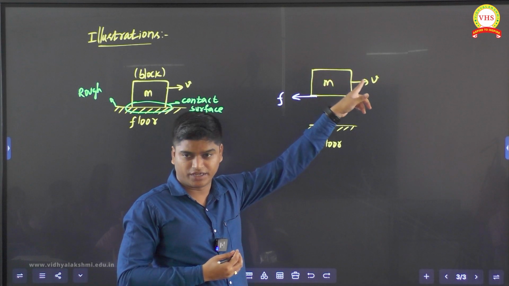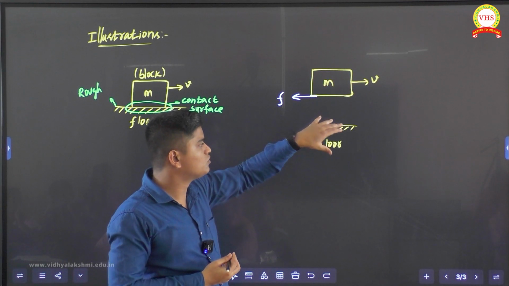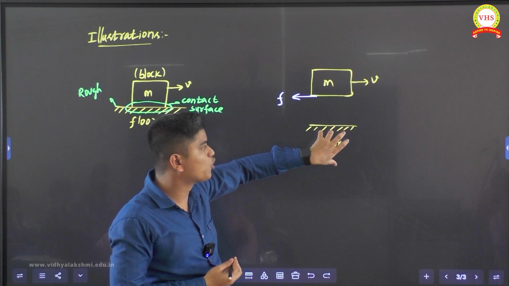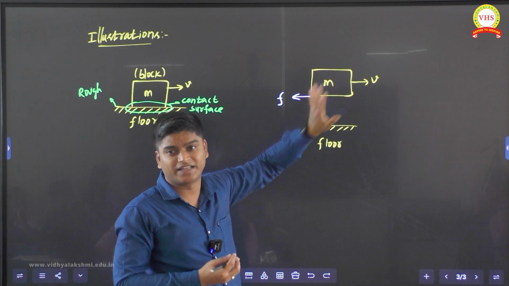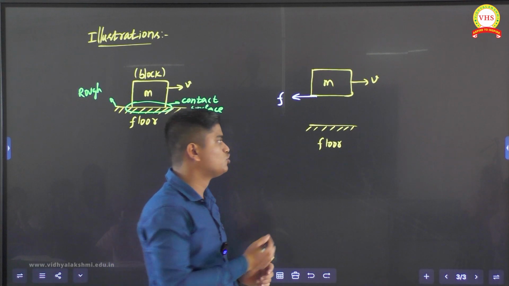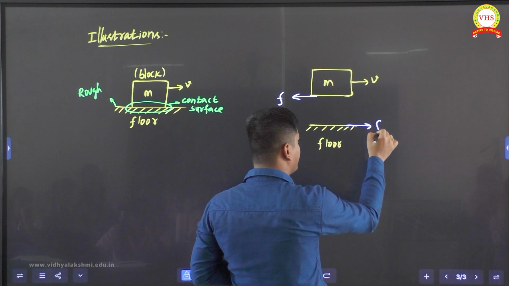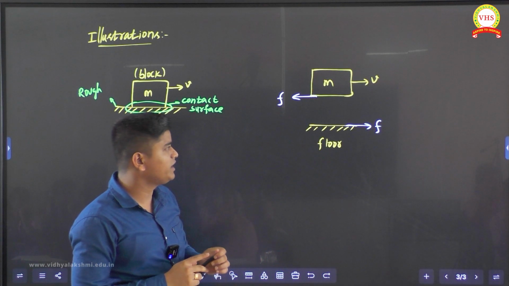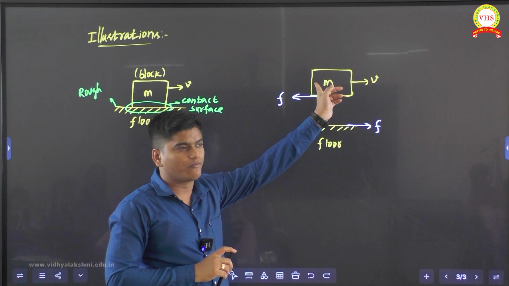This block is moving, so friction will try to move this floor with the block so that there should not be any relative motion. There should not be any relative motion. So friction on the floor, it will act what? Now, all of you listen carefully. On the block, how does friction act?